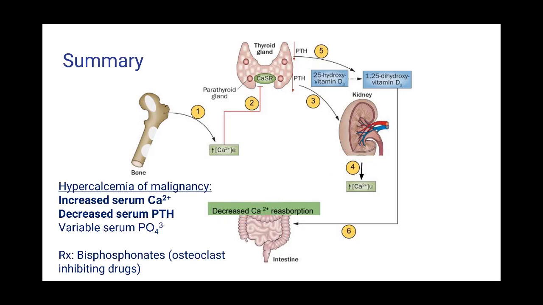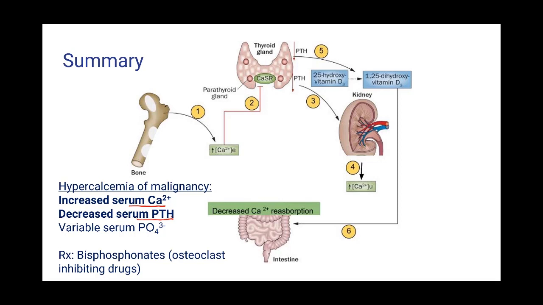So in hypercalcemia of malignancy, you're going to see an increased serum calcium level. You're going to see a decreased serum parathyroid hormone level. Now, the decreased serum parathyroid hormone level in the setting of hypercalcemia is a very concerning and a very important finding, because then one should really start looking for cancer in that person.